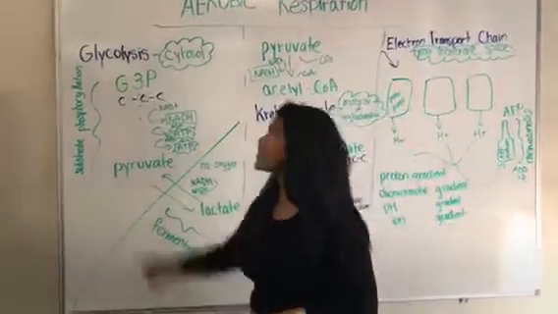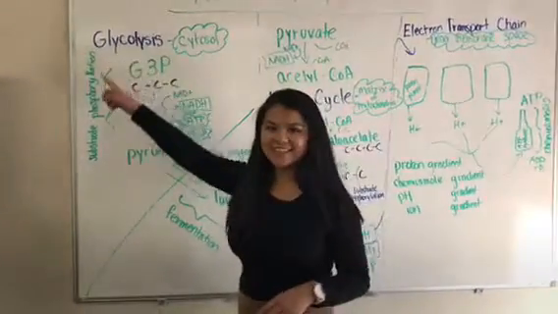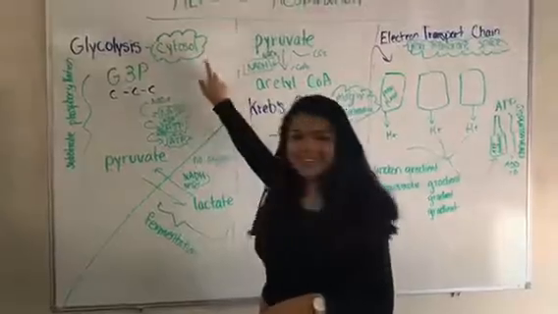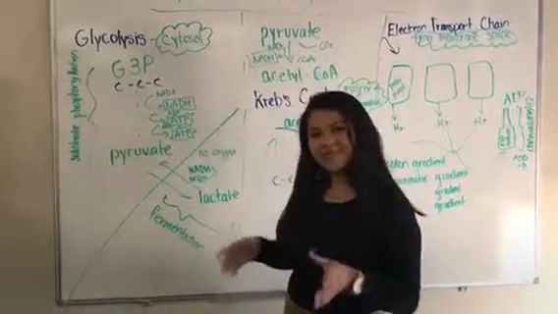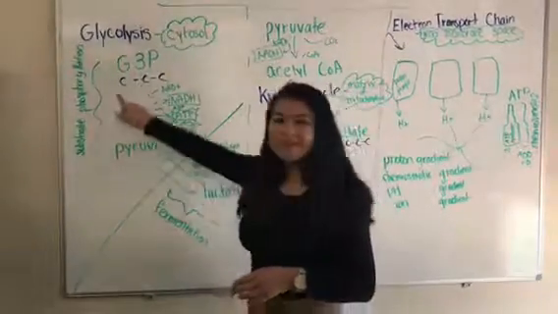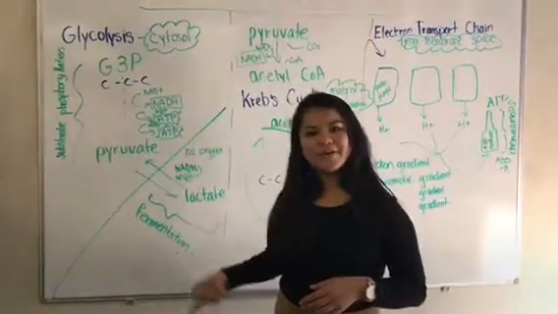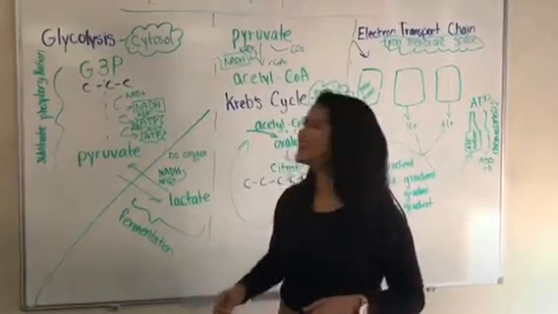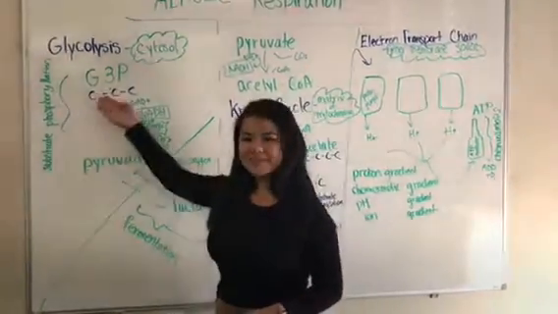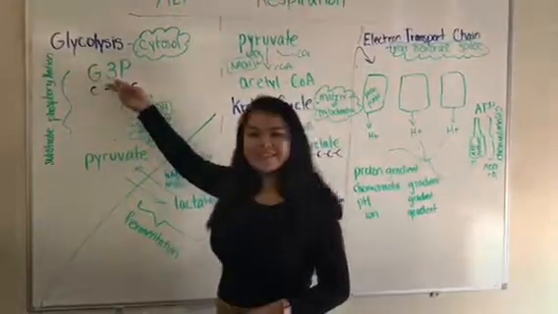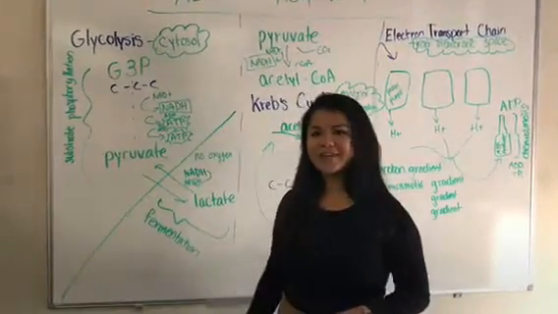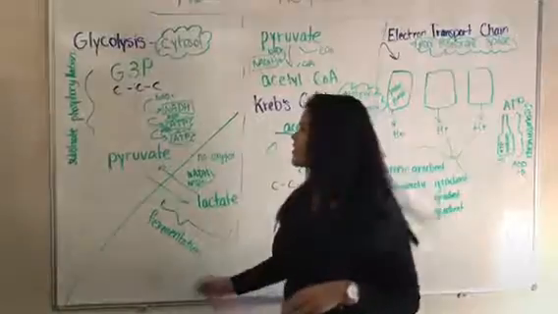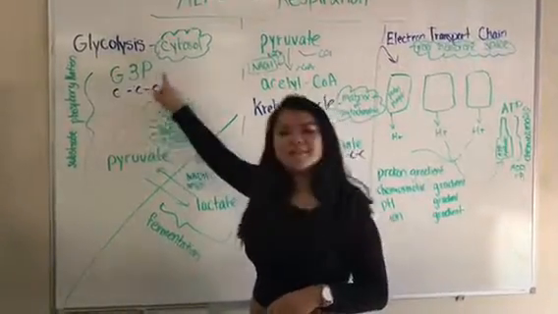So the first process in aerobic respiration is glycolysis, and glycolysis happens in the cytosol that's outside of the mitochondria. And you can start with any molecule. You can start with fructose, glucose, sucrose, and in this example we're starting with G3P. So G3P stands for glyceraldehyde triphosphate, which means it has 3 carbons. And in this process, the carbons are getting cleaved.